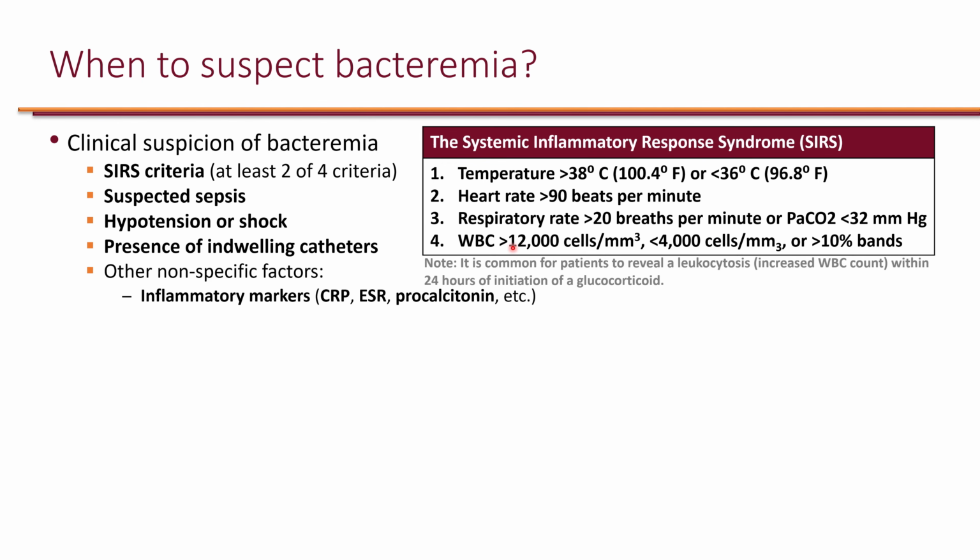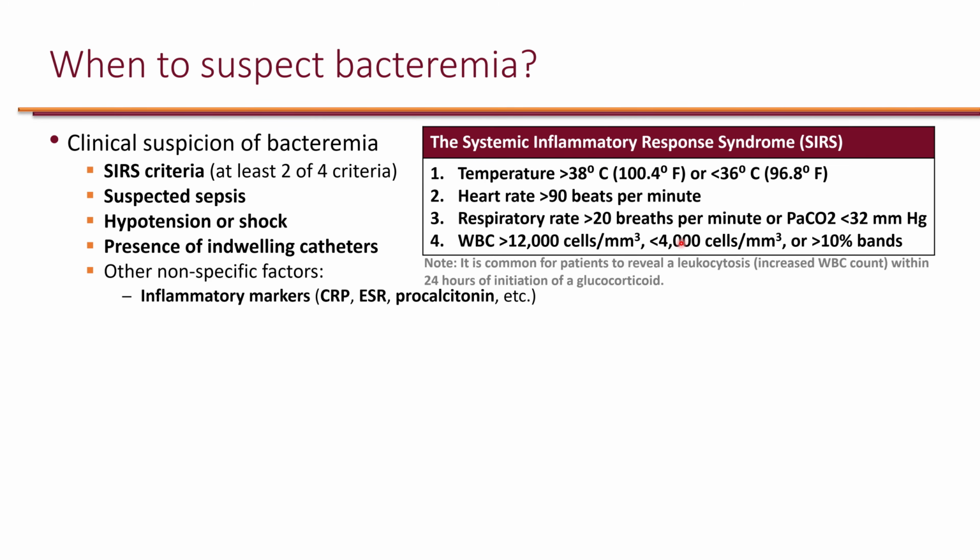And lastly, white blood cell count of greater than 12,000 cells per cubic millimeter, or less than 4,000 cells per cubic millimeter. Alternatively, more than 10% bands, and bands are immature white blood cells. More than 10% bands essentially indicates that the body is attempting to make a lot of white blood cells. So a white blood cell count more than 12,000 is obviously a response to bacterial infections. Alternatively, less than 4,000 is if the body has depleted the white blood cells as a result of dealing with the infection.